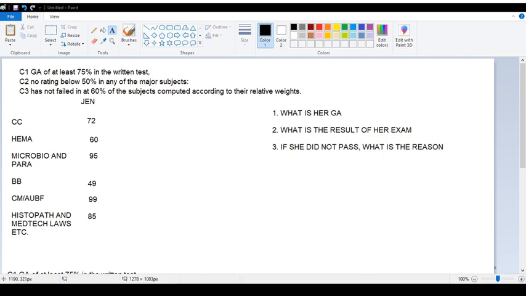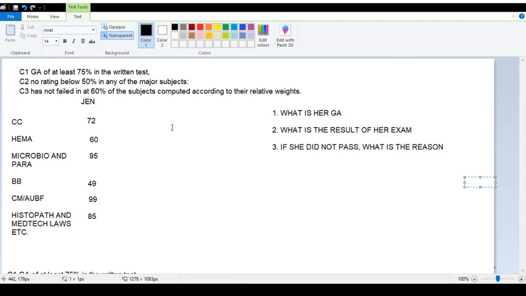Okay, so hi guys. Before your quiz, let's have a quick review for the computation of the Board Rating for a taker of the licensure examination for medical technologist, to determine if he or she passed or failed the licensure examination. So again, we have three criteria.